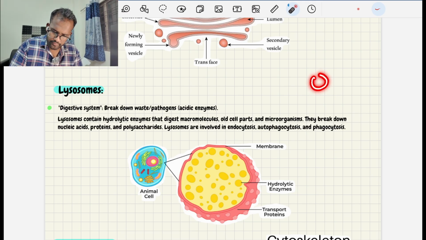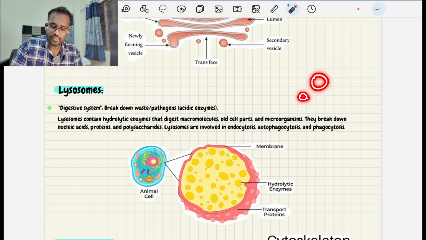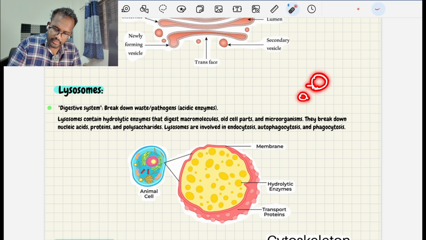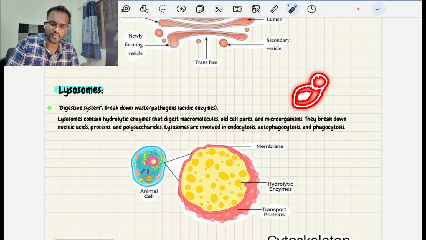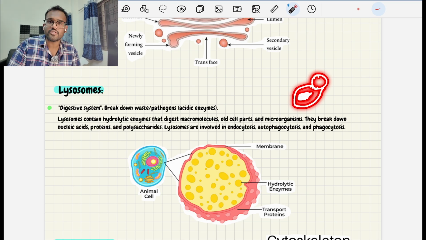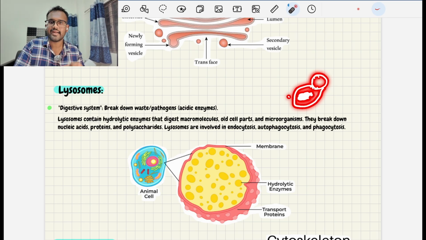Suppose this is a lysosome and there is one foreign particle or pathogen present in the cell. The lysosome will engulf it through the process called phagocytosis. Slowly it engulfs it inside and digests it. This is the process of phagocytosis, where the harmful cell is taken inside and digested. So this is the work of the lysosome. It is called the suicidal bag of the cell. It will digest the foreign particles or microorganisms present in the cell.